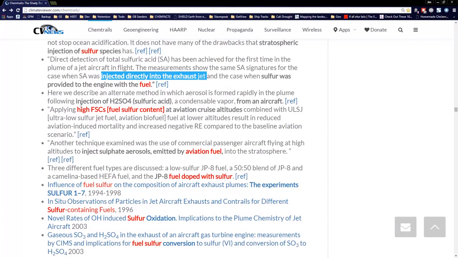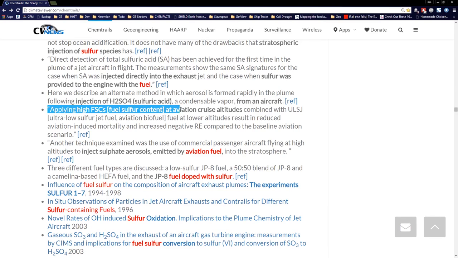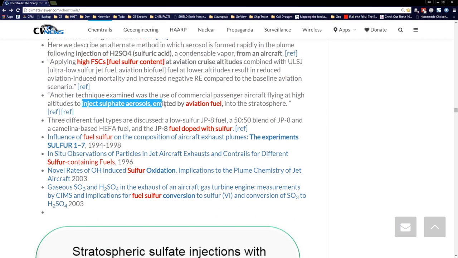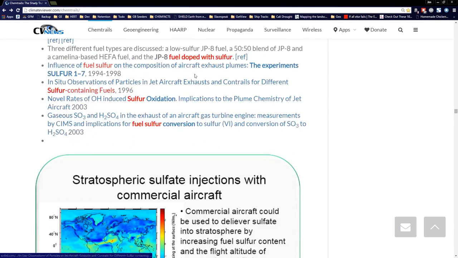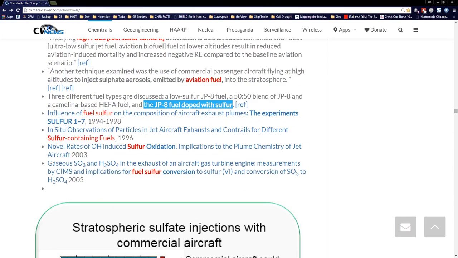So either way, it does the same thing. Injection of sulfuric acid, a condensable vapor from an aircraft. Applying high fuel sulfur content at aviation cruise altitudes can cool the planet. Inject sulfate aerosols emitted by aviation fuel. And then here's some more: JP-8 doped with sulfur is being tested at the ACCESS flights. We'll see that in just a second.